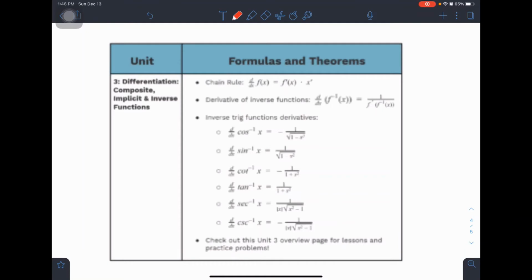And before I hand you over, I thought I'd just show you this formulas and theorems sheet, which might be helpful. If you wanted to save this, it might be useful as a refresher as you go along Unit 3 in your school.